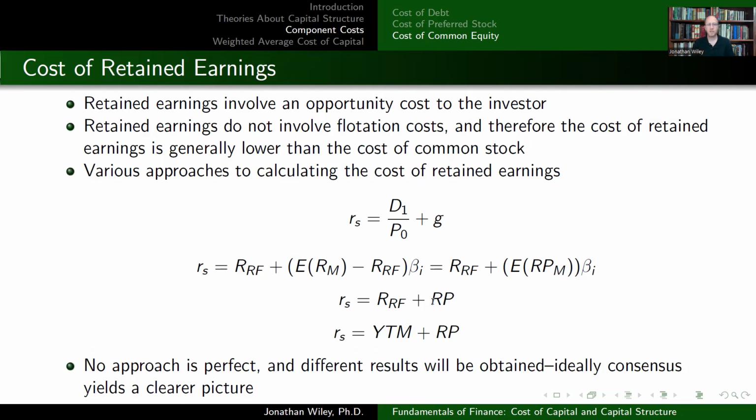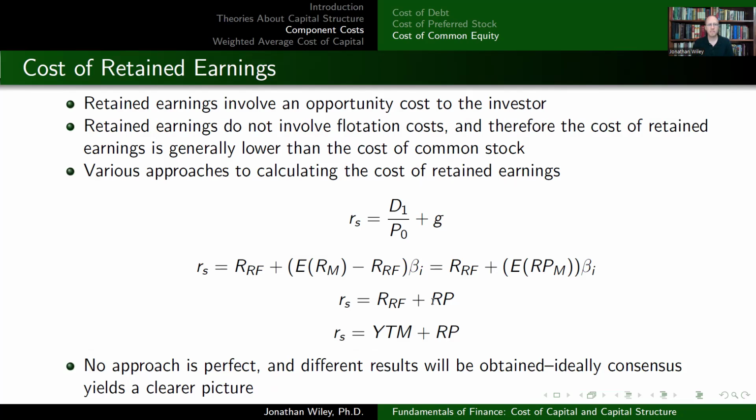Now, retained earnings are therefore an investment by the investor. They incur an opportunity cost to the investor. The investor could have used that money to do something else. So that is something we need to factor in. Basically, this is not free money to the company. The company has to earn an acceptable rate of return on this. However, retained earnings do not involve flotation costs. We don't have to pay an investment bank or anything like that for the retained earnings. All I need to do is sell my product or service, make a profit on it, and not pay a dividend. We've got retained earnings, right?